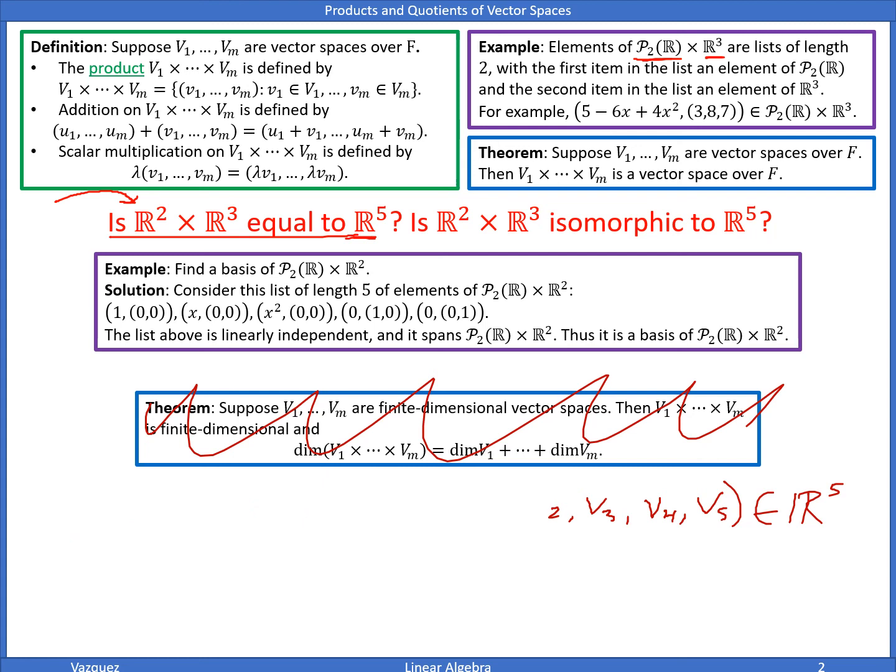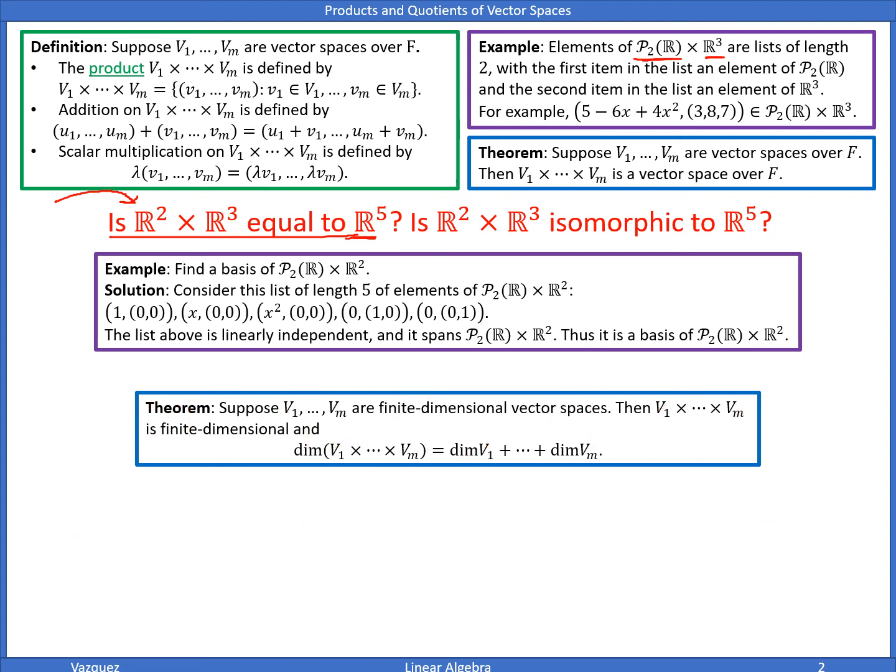But now we can take a look at this theorem. The theorem says, suppose V1 to Vm are finite dimensional vector spaces, then their product is finite dimensional, and the dimension of the product is equal to the sum of the dimensions of each vector space.